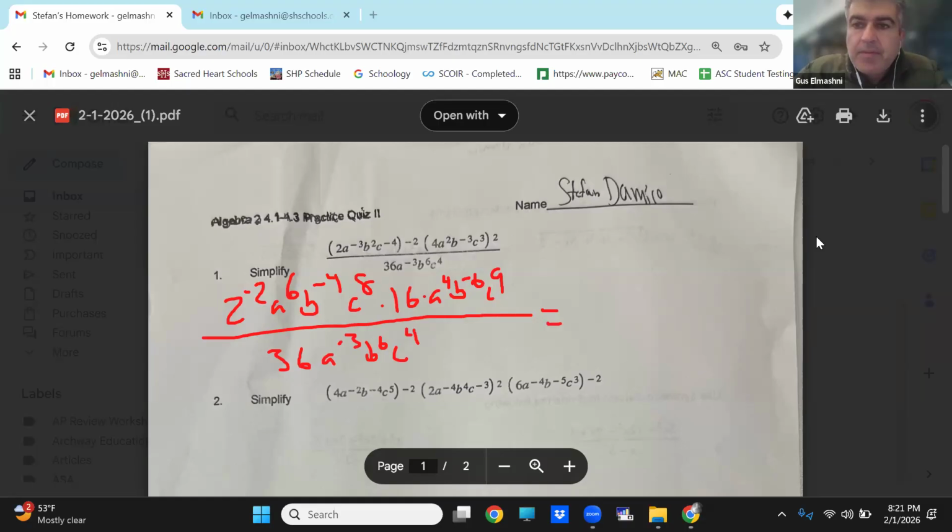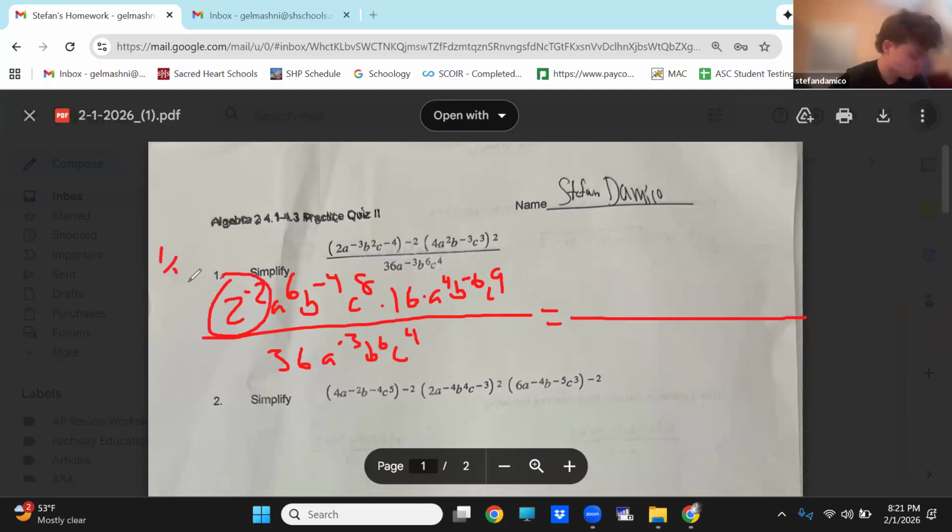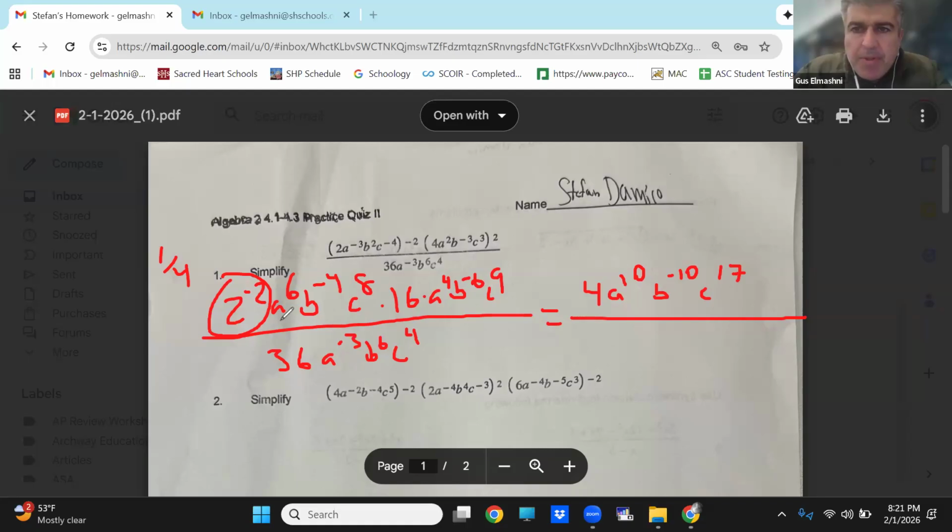Now, think about it. That's 1/4, right? So you do 1/4 of 16, which is 4. That's A10. That's B -10. That's C17. Because whenever you multiply powers of the same base, you add the exponents.